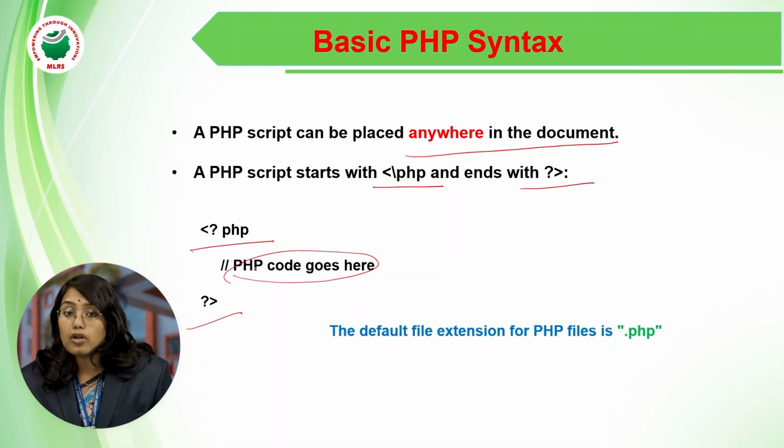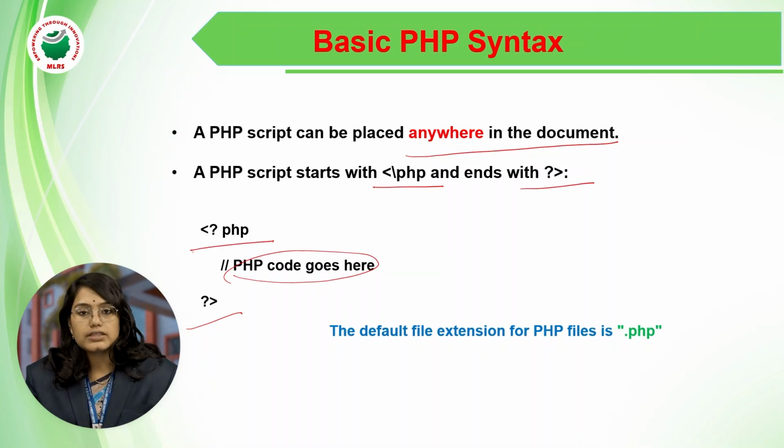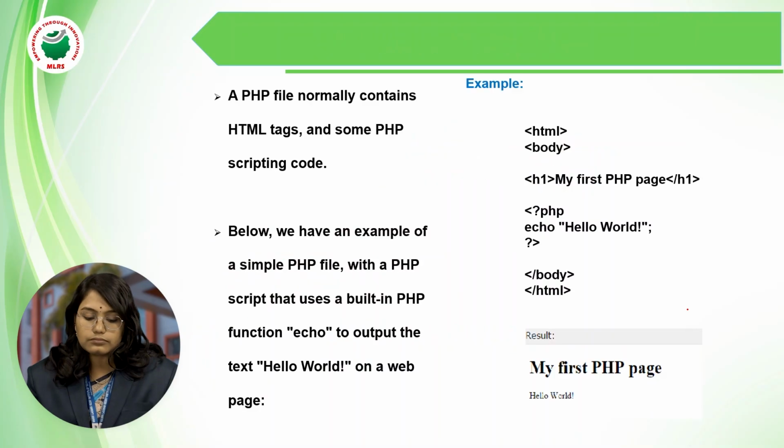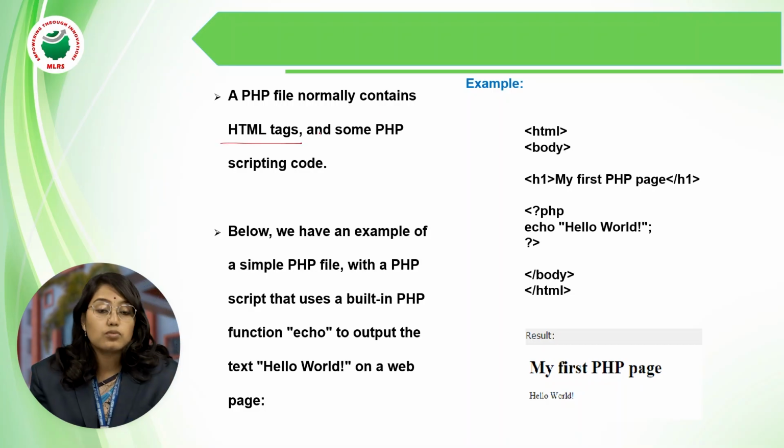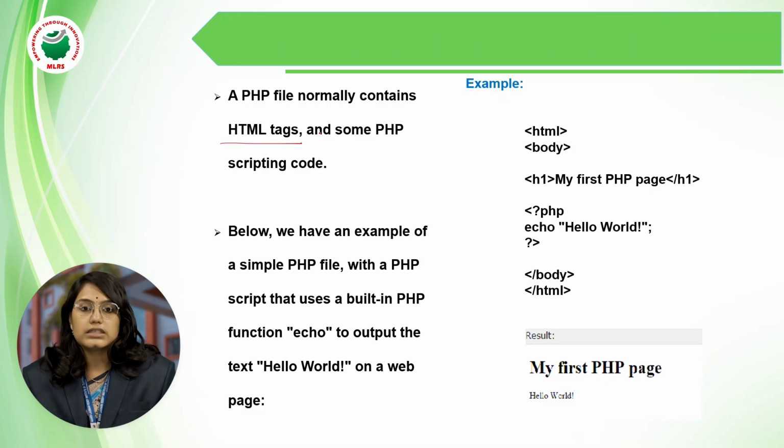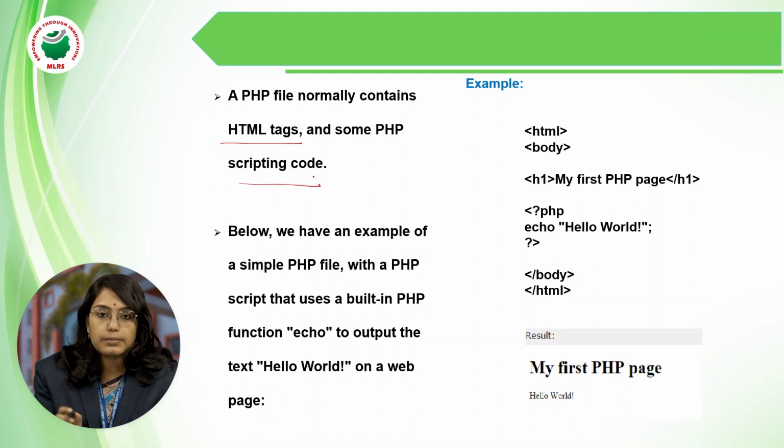Here, what is the default extension? The default file extension of PHP is .php. Next, let's see some small examples. So a PHP file normally contains what tags? HTML tags. It also contains CSS and some PHP scripting code.